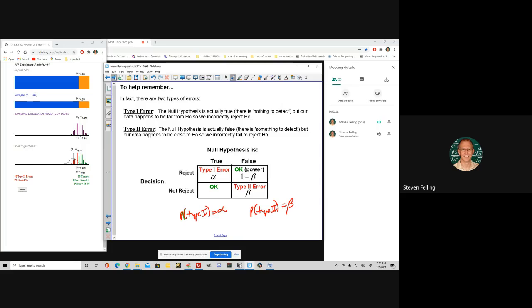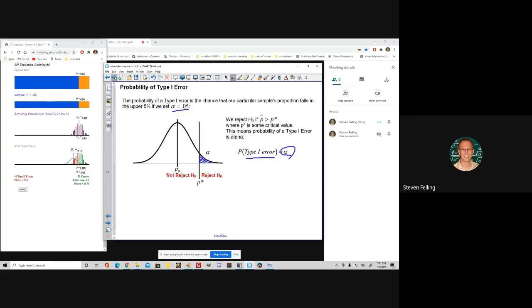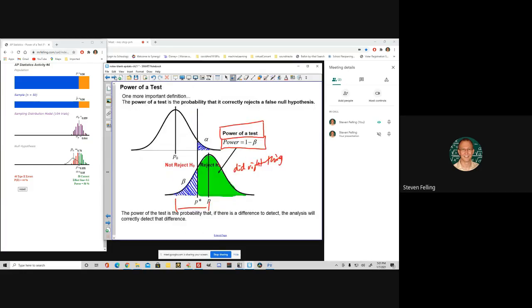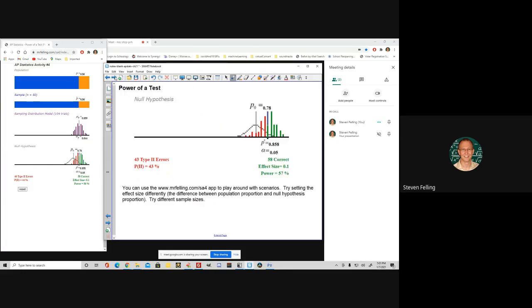All right, so I know this is very confusing, but just stick with me and we'll get through it. And after you practice it a few times, it'll become a lot easier to understand. Okay. So you can use this to play around with different scenarios. You can try setting different effect sizes. You can try different things like what would happen, for example, if I decided to change the sample size.